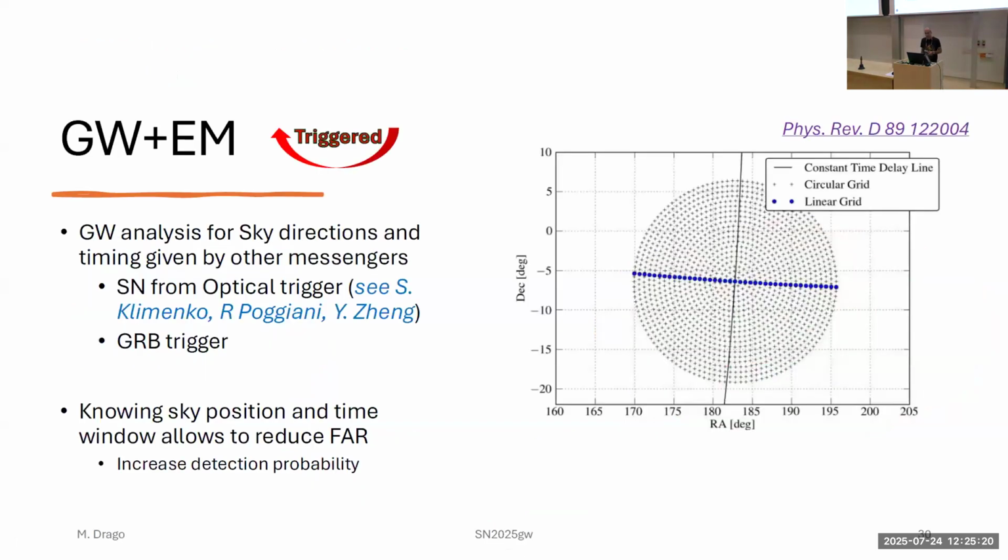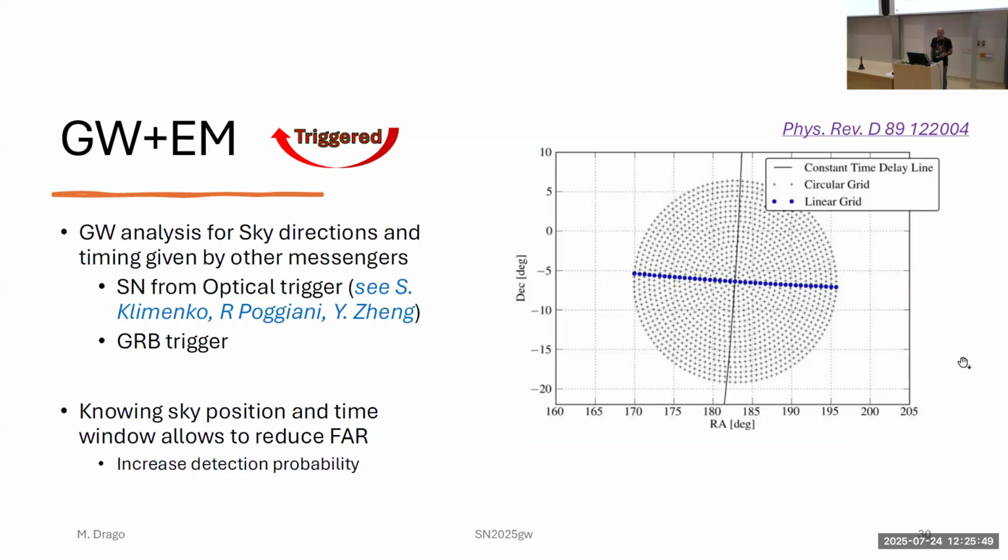And this is what we are doing from long term, in the sense that also Yang already explained to you two days ago, so I don't want to go in detail. But you just search the same sky direction and the same time given by the other messengers. Like this is a figure taken from the search from GRB trigger, because also, for instance, long GRB can be produced by supernova. So this is something that we can do.